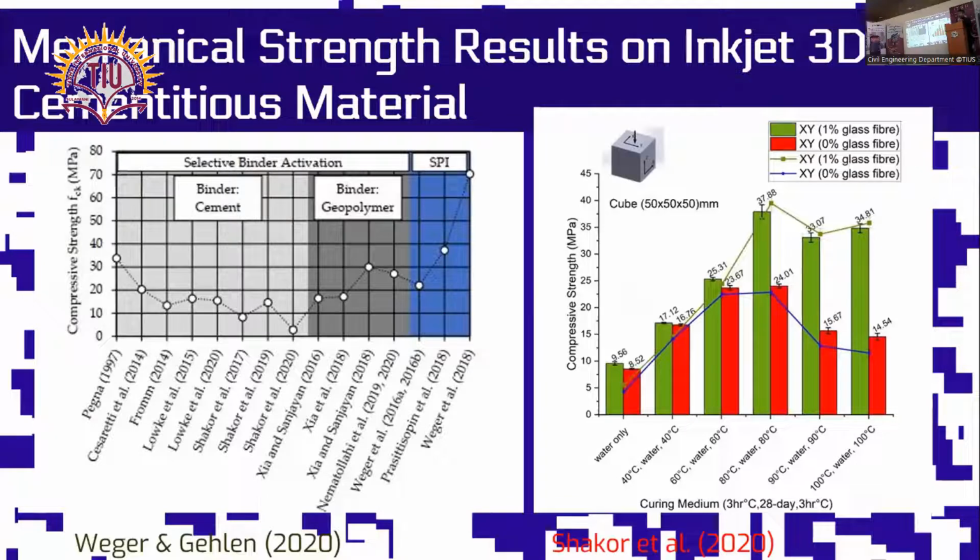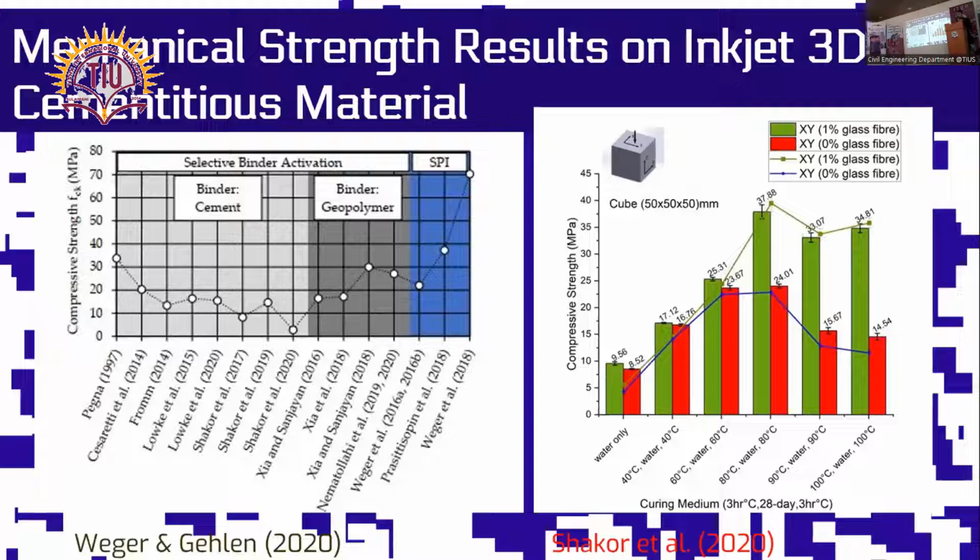Regarding inkjet 3D printing, there are many papers that talk about binder jet, how it works, especially on binder cement. There are papers published in Germany by Gillan and Uyghur. They show how the parameters vary, but I can say for myself, in 2020 I published a paper at the RILEM conference, where we achieved about 37 to 40 megapascal in inkjet 3D printing.